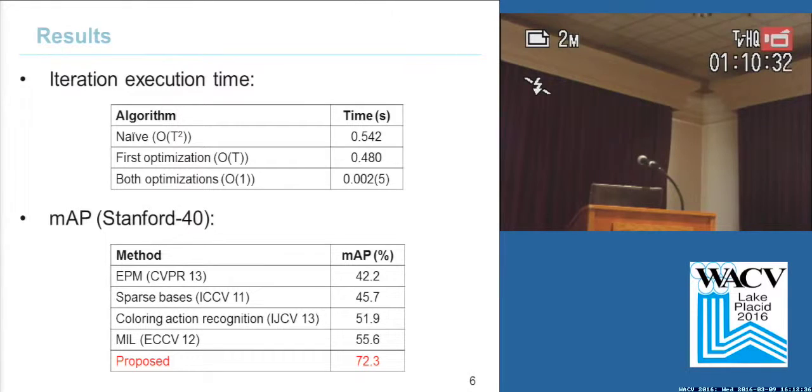As accuracy, we have carried out experiments over Stanford 40 actions, and the mean average precision we have achieved is 72.3%, which is a major leap over the best results to date, of about 17 percentage points.